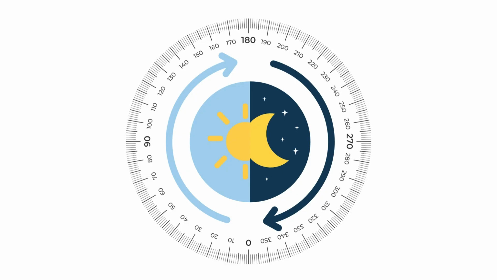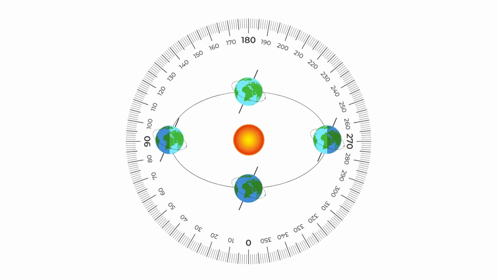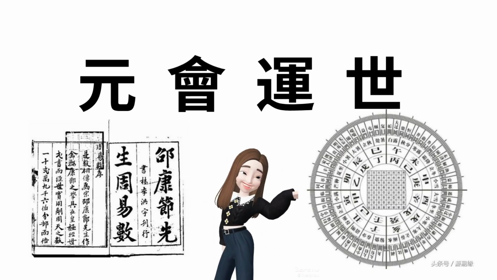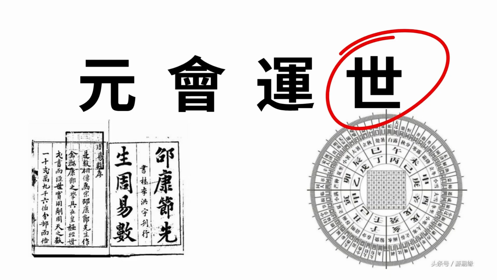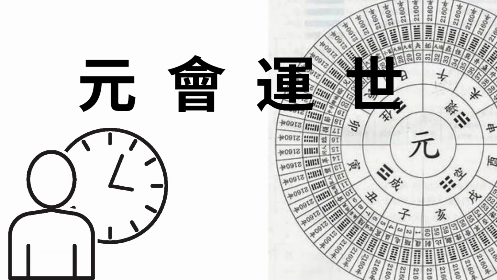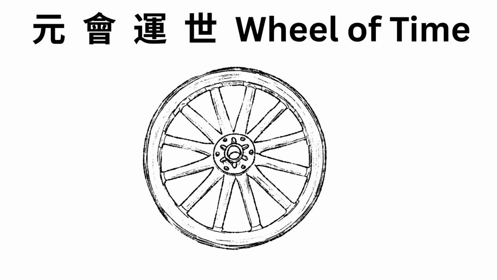This 360-degree circle can be a daily cycle, or it can be a monthly cycle, or it can also be a yearly cycle. In this video, I will walk you through a time calculation system called 元会运世, a system that helps you understand that time is not random, it moves in structured and repeating patterns. Indeed, 元会运世 are just the pronunciation. What's it all about? Well, it's a model that shares similarities with the concept of the wheel of time.